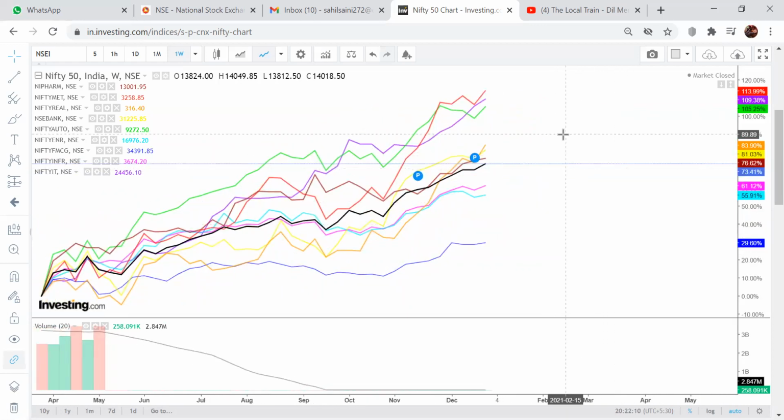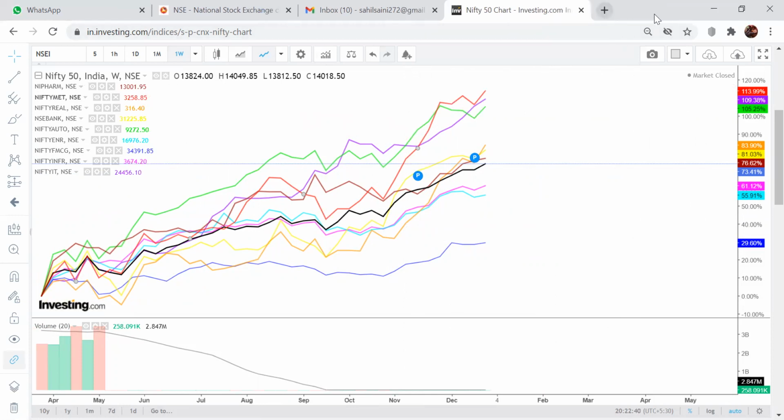It was a huge recovery, and let's start understanding which indices actually did very well and which are performing better than Nifty 50. I can see the highest return is 114% given by Nifty Metal. Amazing kind of returns.